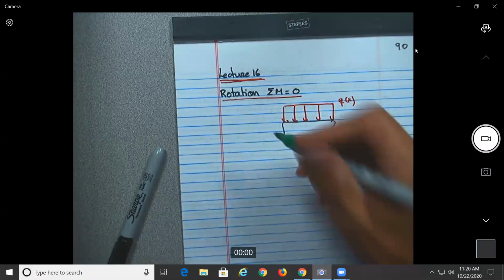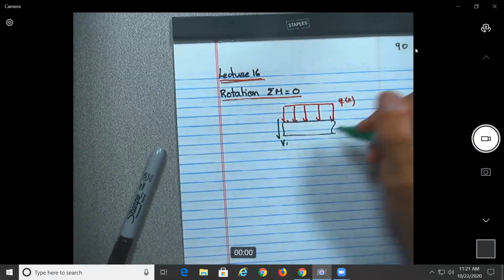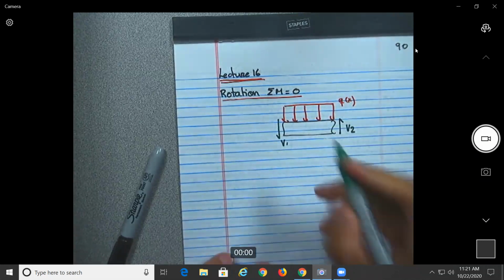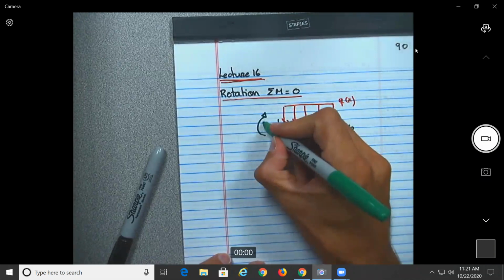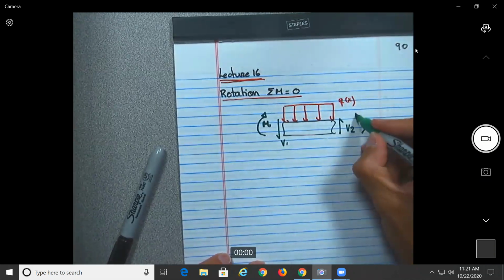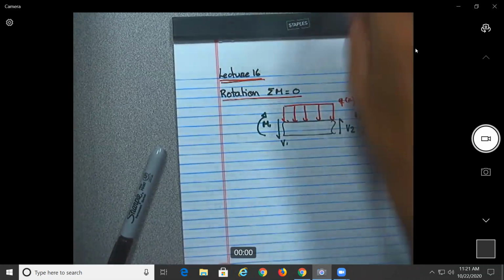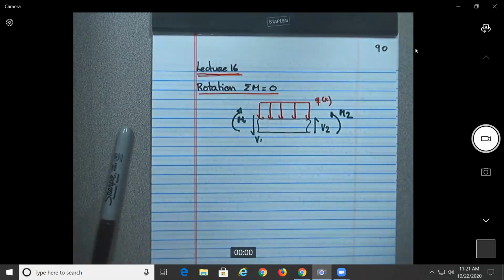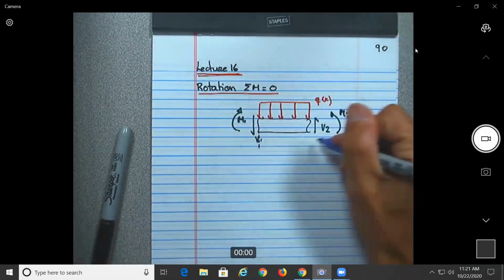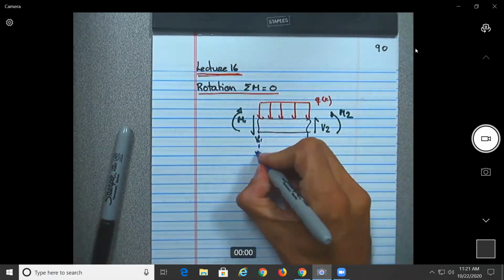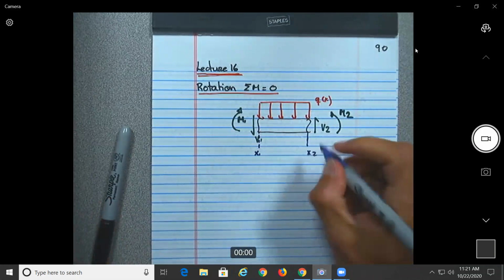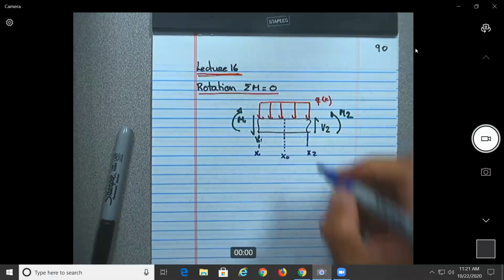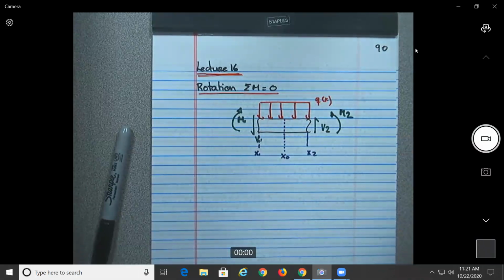And then we had the shear forces, V1, V2. We said they go in opposite direction because the system needs to be in equilibrium, no? Same thing for the moments, M1 and M2. And here this is position X1, X2, and the point about which we're going to take the moments is, let's say, the center line of this element.